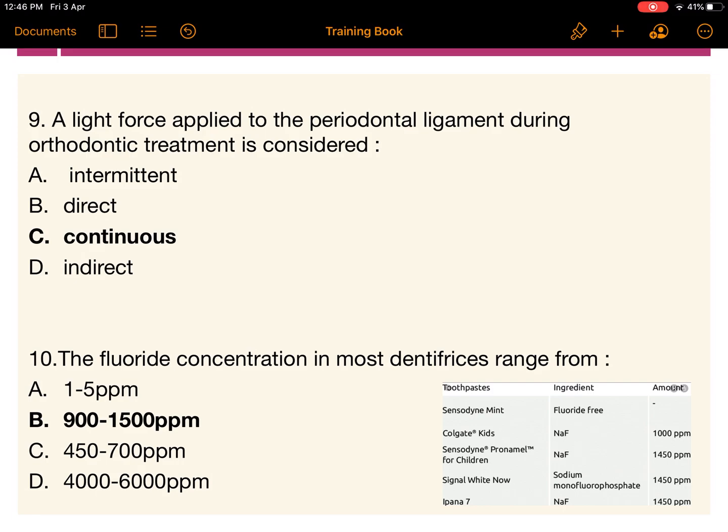The 10th one, this is quite an easy question. The fluoride concentration in most dentifrices ranges from. Usually it's around 1000 ppm. So 900 to 1500 ppm would be the ideal answer. So we choose that. Okay, here are the 10 questions for today.